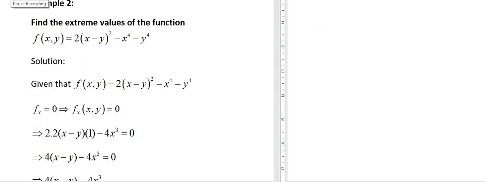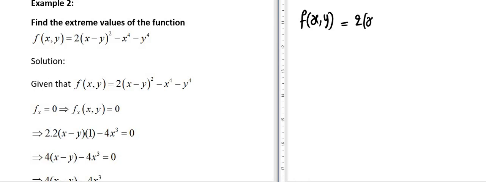Second question, example 2. Find the extreme value of the function f of x comma y equal to 2 times of x minus y whole square minus x power 4 minus y power 4. Observe, here also we want to find out minimum value and maximum value. The given function is f of x comma y equal to 2 into x minus y whole square minus x power 4 minus y power 4.